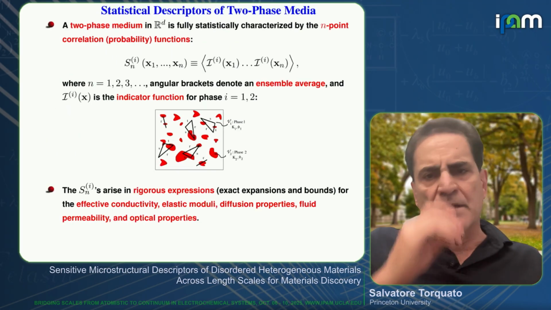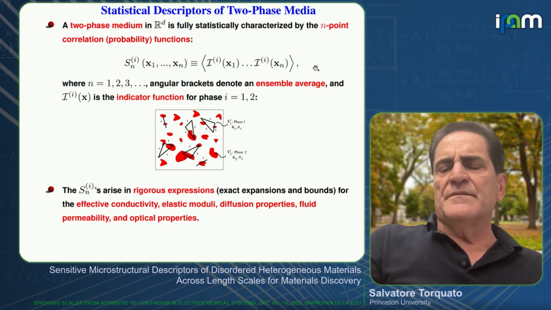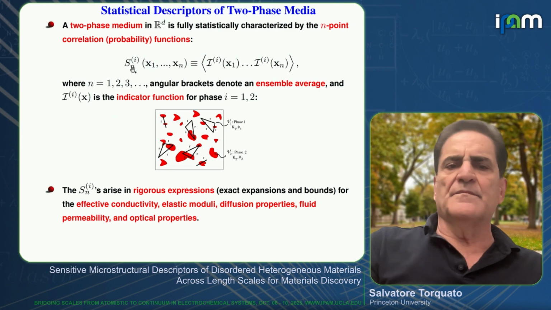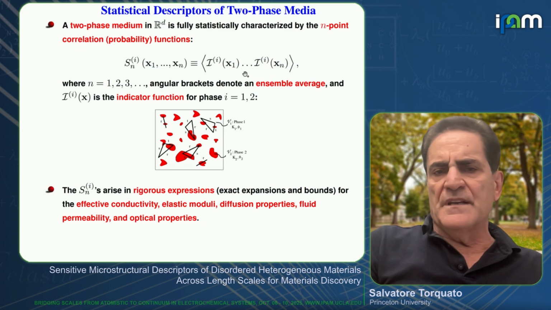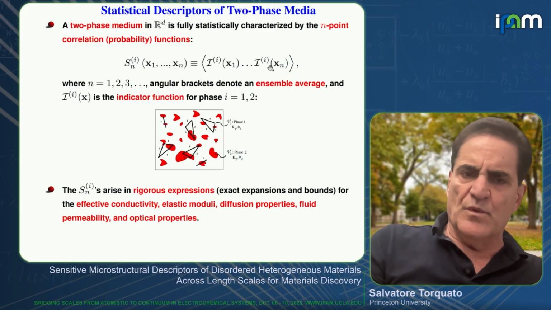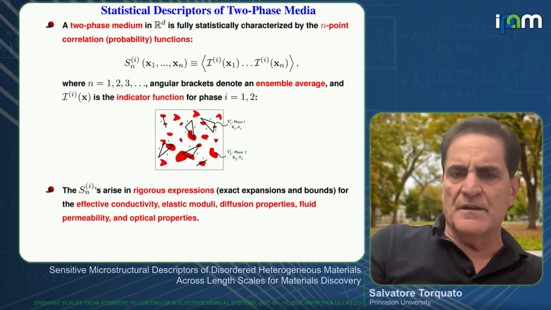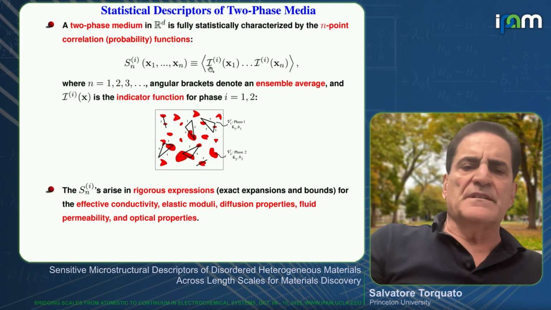All right, so let's begin with one of the more common correlation functions, the n-point correlation function. Well, this is just defined to be the ensemble average of a product of indicator functions at different positions. So this is a function that's one inside one phase and zero outside. And this also has a probabilistic interpretation.